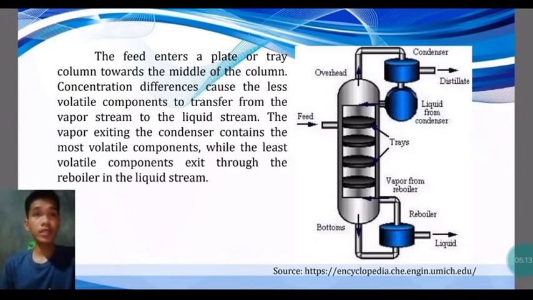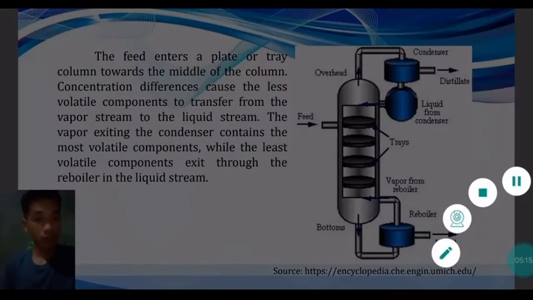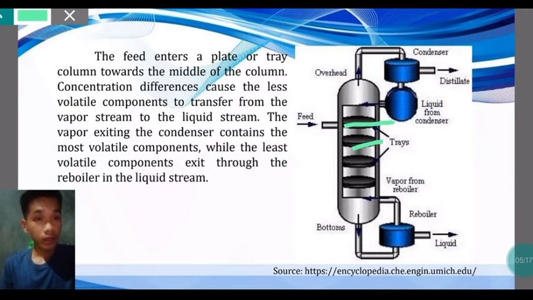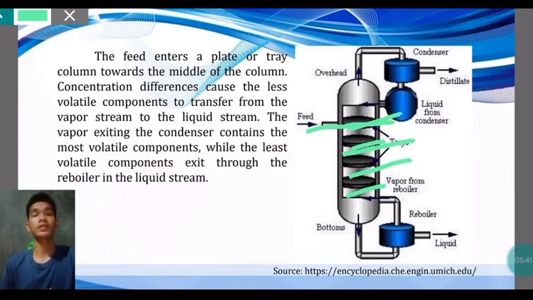As you can see in the image, this is the feed, and this is the trays or plate. The feed enters a plate or tray column toward the middle of the column. Concentration differences cause the less volatile components to transfer from the vapor stream to the liquid stream. The vapor exiting the condenser contains the most volatile components, while the least volatile components exit through the reboiler in the liquid stream.